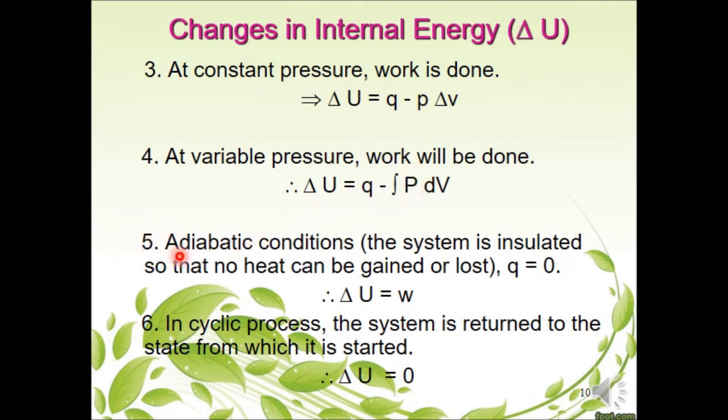Condition number 5, adiabatic condition. Adiabatic means the system is insulated, so no heat can be gained or lost. So if no heat can be gained or lost, Q is equivalent to 0. Therefore the internal energy will only be equivalent to work done. Condition number 6, in a cyclic process, the system will return to its original state. So if the system returns to its original state, the change in internal energy will be equivalent to 0.